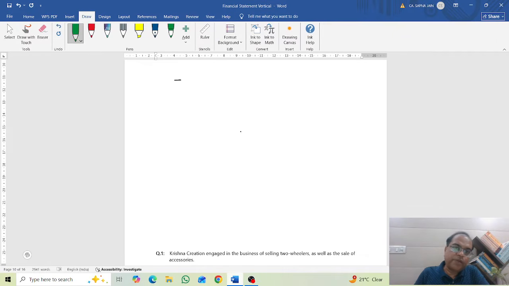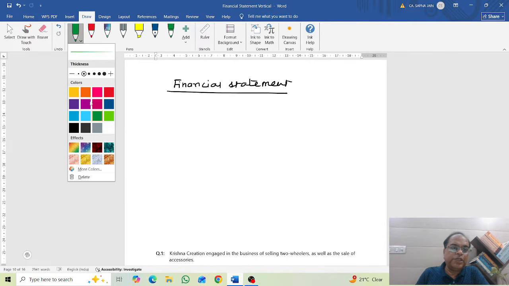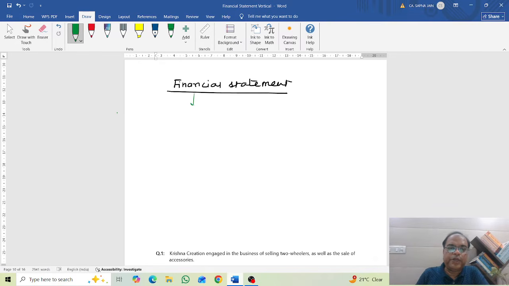Now I am starting how to prepare financial statement of a company. Now the question is, what is the object to prepare financial statement? To find out the profit and loss of the company, as well as know the position of assets and liability of the company. This is the major, main object to prepare the financial statement.